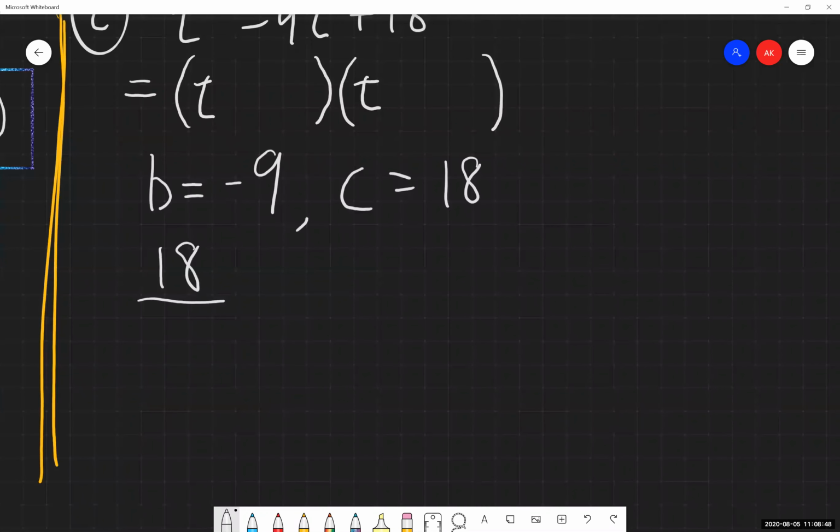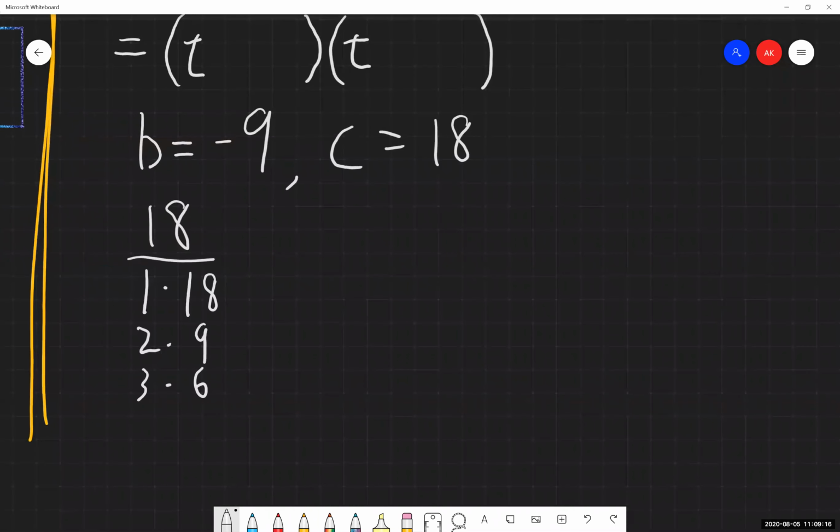Always start with one and the number. A lot of people miss that and it costs them points, and you don't want to do that. So start with 1 times 18, then count up on the left-hand side. 2 times 9 should work. Then we have 3 times 6. 4 doesn't go into 18, 5 doesn't, 6 does, we already have it listed, so I'm done. I have all of the factor pairs of 18 listed out.